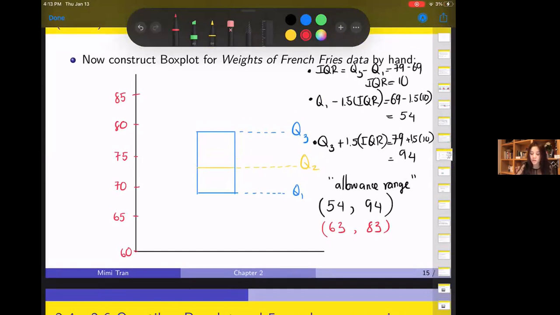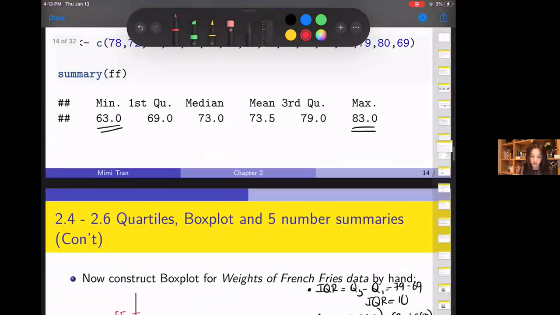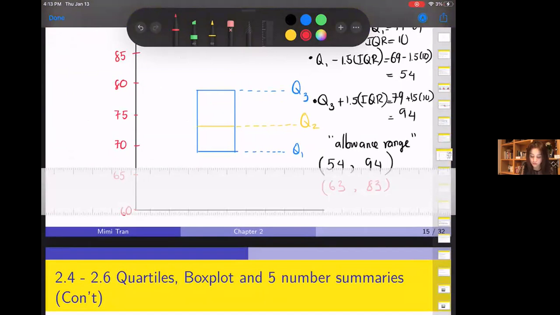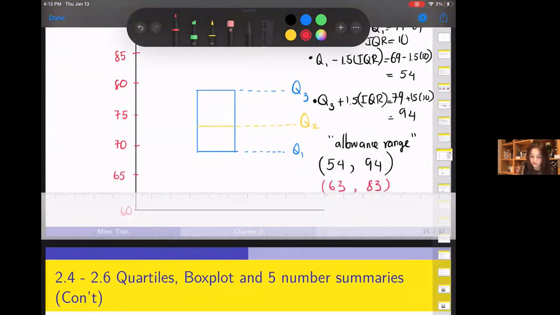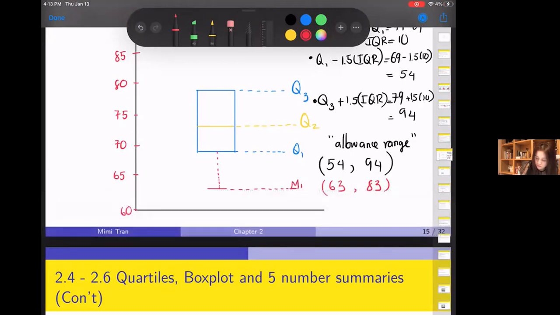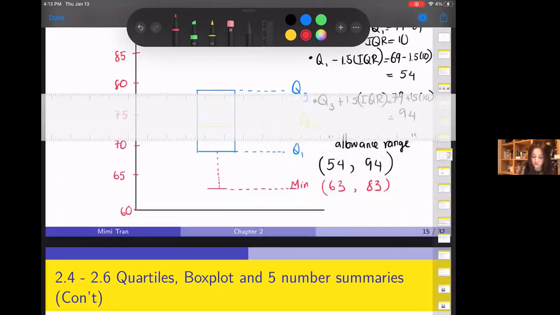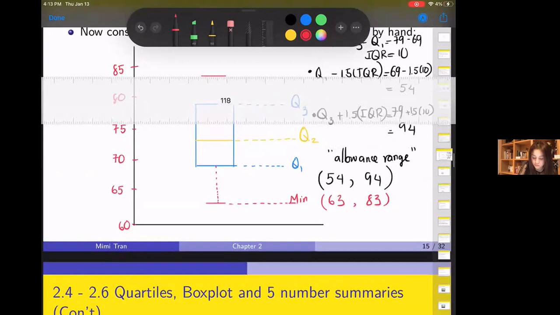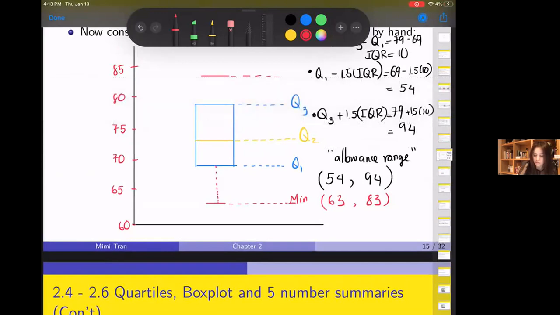Now step 5 is you draw your maximum and minimum. Minimum first, maybe in red. The minimum is 63, down here. Make sure you put the little dot to connect. That's what they meant by extending. And then the maximum is 83. That's it, you've completed your box plot.